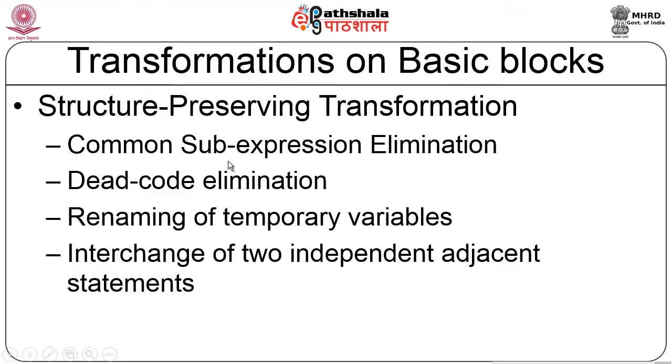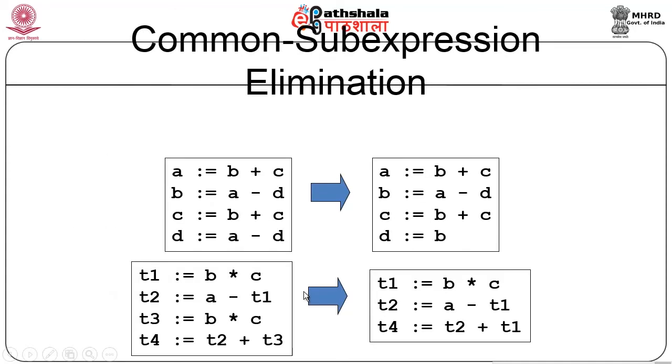One is the common sub expression elimination, second one is dead code elimination, third one is renaming of temporary variables, fourth one is interchanging of 2 independent adjacent statements. So, this is what we do in case of choice of evaluation order, which we already have seen basically. Okay. So, that we will see with respect to blocks. The first one is common sub expression elimination.